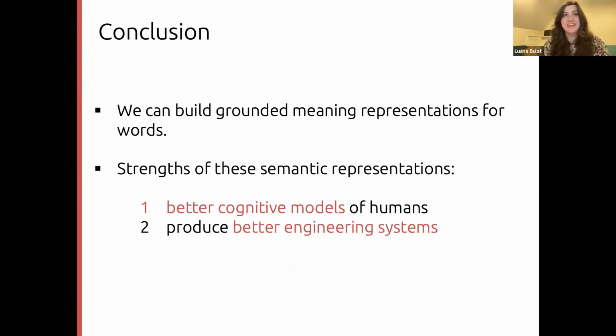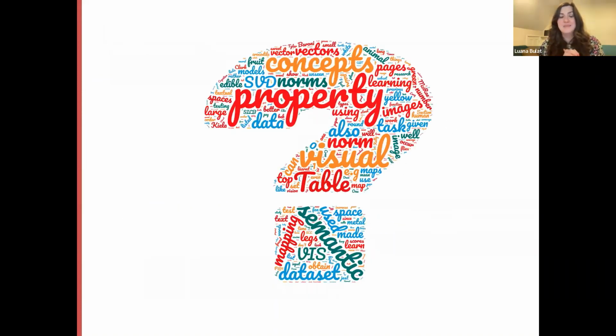I hope I've convinced you that we can build grounded meaning representations for words. And not only that we can, and it's nice because we might believe in the theory of embodiment, but they are also better. So these models are a better cognitive model of how we think, and they also produce better engineering systems. And I'll stop there. And I'm happy to take any questions through the chat.